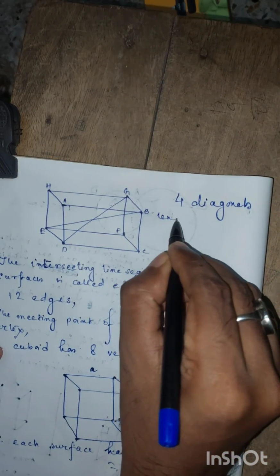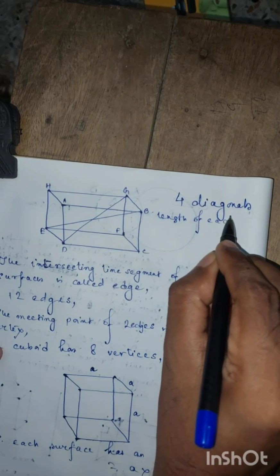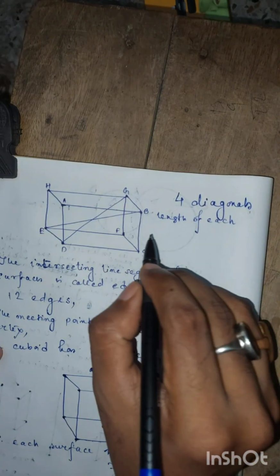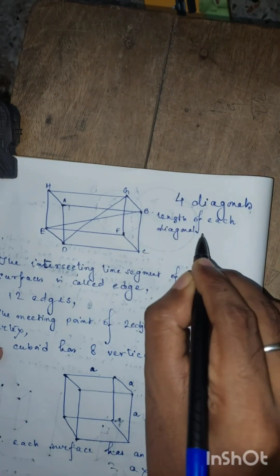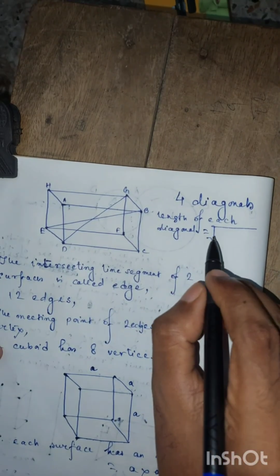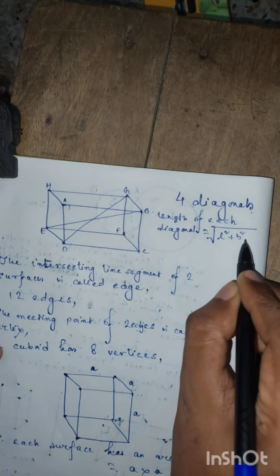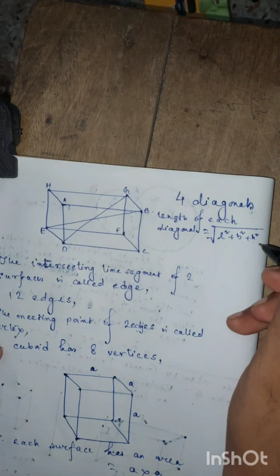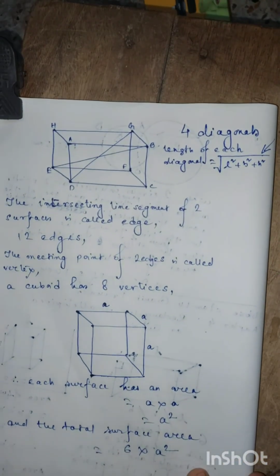Length of each diagonal is equal to root over length square plus breadth square plus height square. So this is another formula that we are going to use.